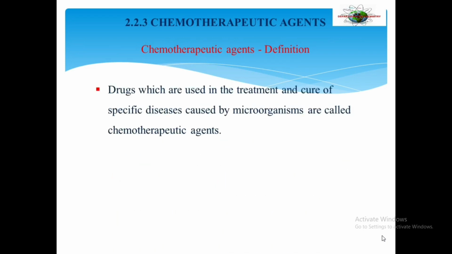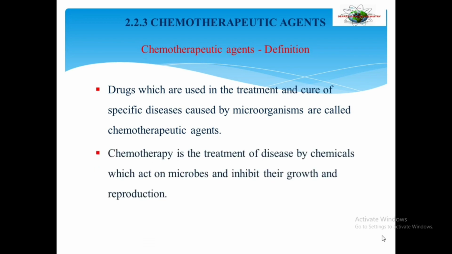What are chemotherapeutic agents? Drugs which are used in the treatment and cure of specific diseases caused by microorganisms are called chemotherapeutic agents. What is chemotherapy? Chemotherapy is the treatment of disease by chemicals which act on microbes and inhibit their growth and reproduction.